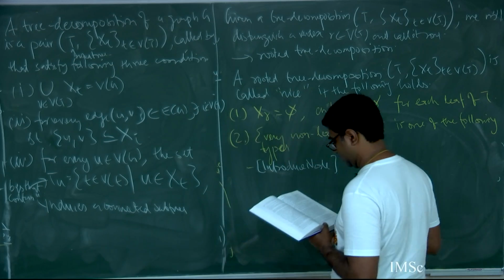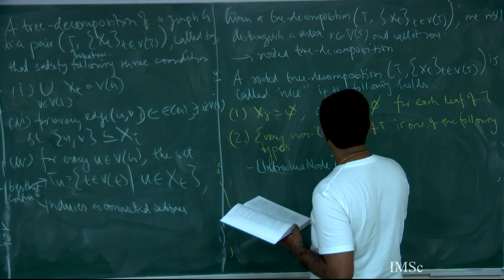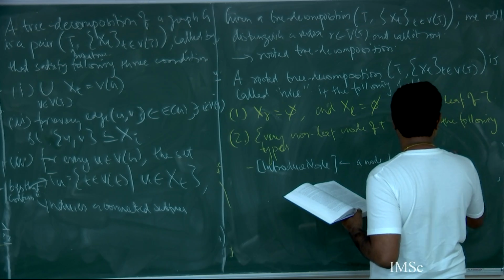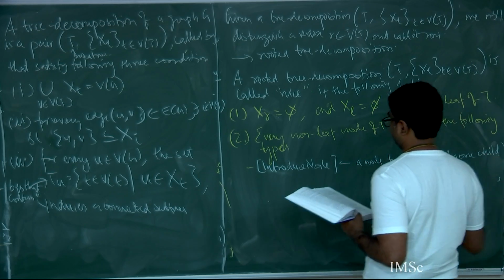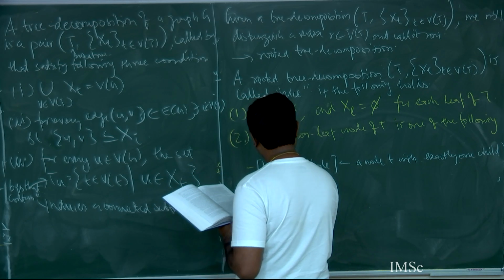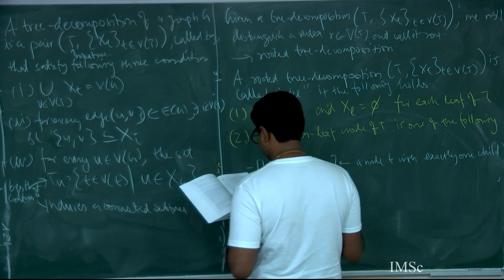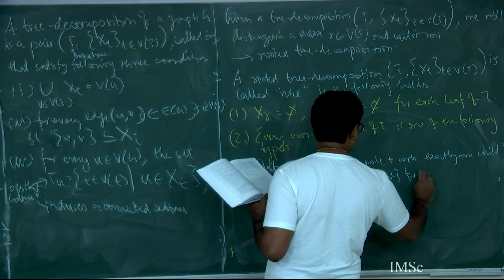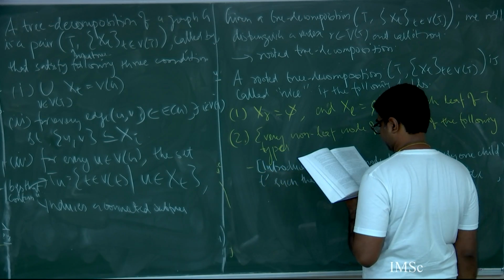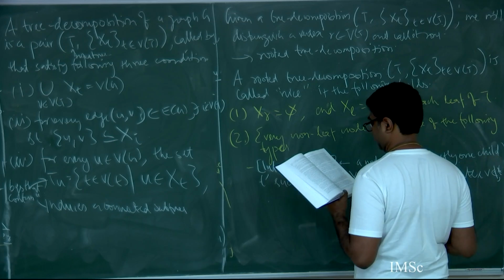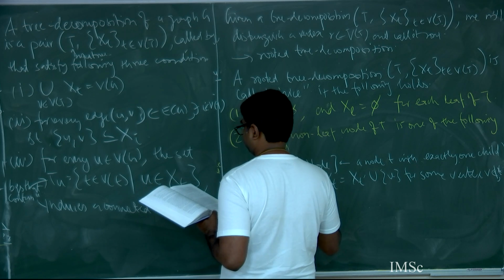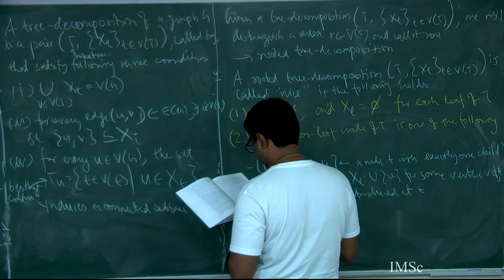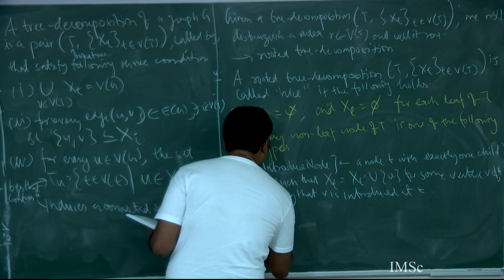And what is an introduce node? Well, an introduce node is a node t with exactly one child t prime, such that X_t is equal to X_t' union {v} for some vertex v not in X_t'. We say that v is introduced at t.